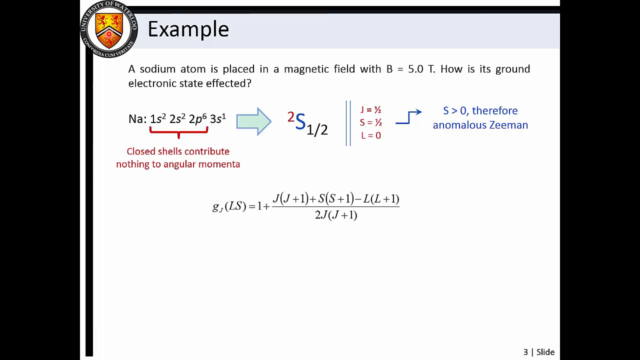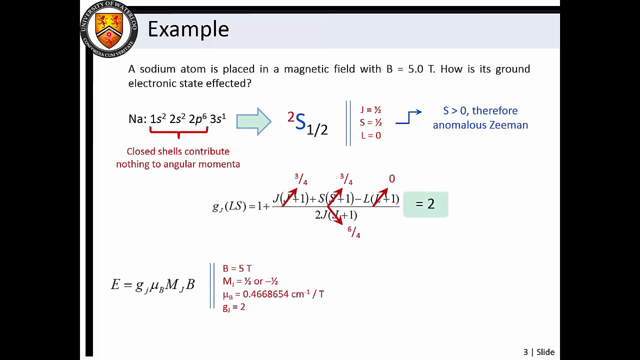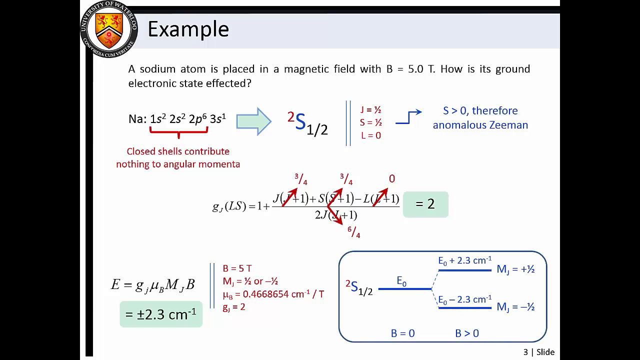Substitution of J, S, and L quantum numbers results in a value of 2. We can then use the anomalous Zeeman energy expression to calculate that the m sub j equals plus 1/2 state has an interaction energy of plus 2.3 reciprocal centimeters, while the m sub j equals minus 1/2 state has an interaction energy of minus 2.3 reciprocal centimeters. Thus we see that the magnetic field splits the doublet S1/2 level into a higher energy m sub j equals 1/2 component and a lower energy m sub j equals minus 1/2 component.